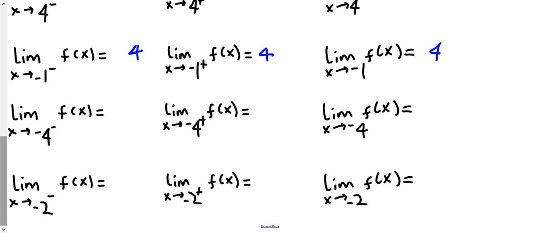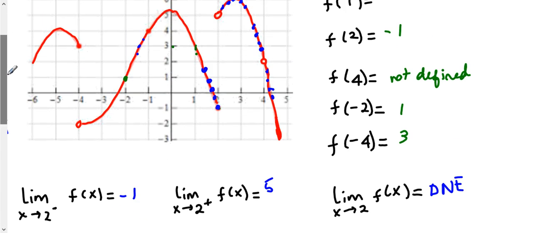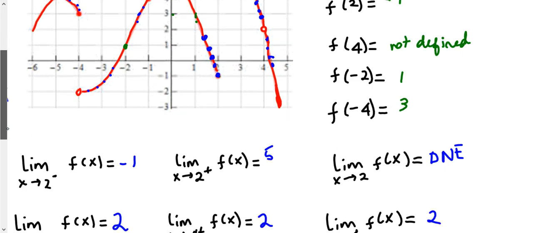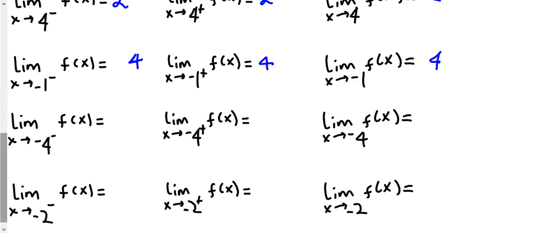And let's also answer the question approaching negative 4 from the left, right, and both directions. Approaching negative 4 from the left, y is approaching 3. Approaching negative 4 from the right, y is going to negative 2. So 3 and negative 2. And because these are not the same, this limit does not exist.